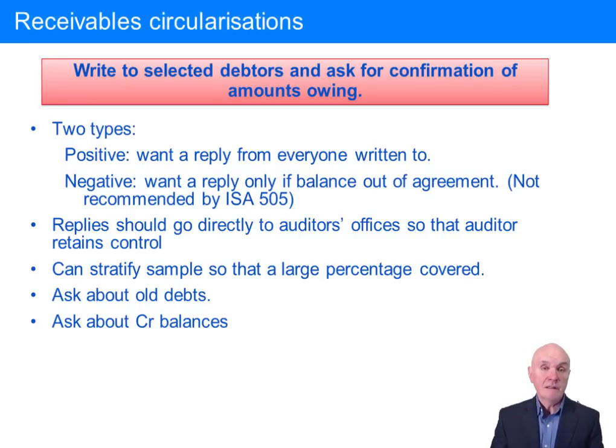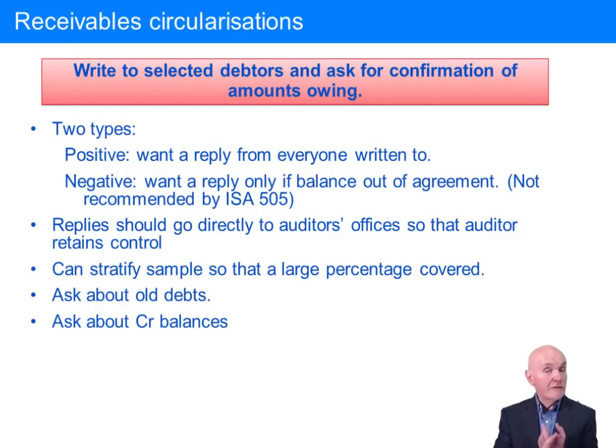And you also want time to follow up. You want to follow up non-replies. If it's a very big balance and this person hasn't replied to you, again, it might be because they can't be bothered, but you want to be able to send them a second letter to encourage them, to remind them. And you also want to leave time to follow up any discrepancies which need to be explained. So receivable circularization, as I say, universal, fantastically important, gives very, very good evidence.